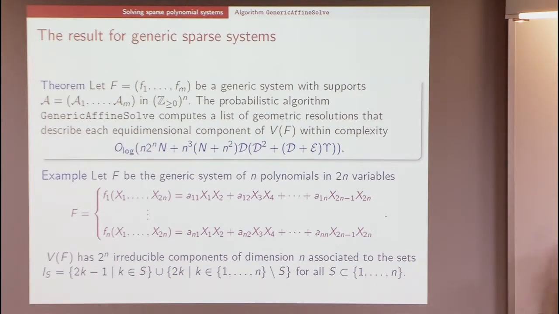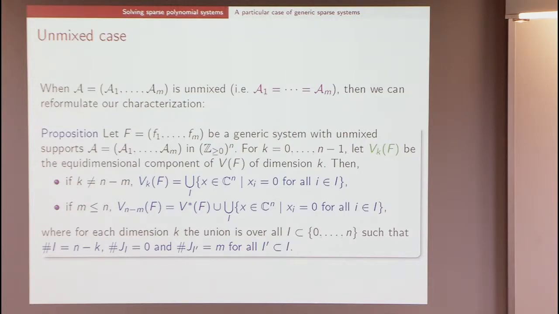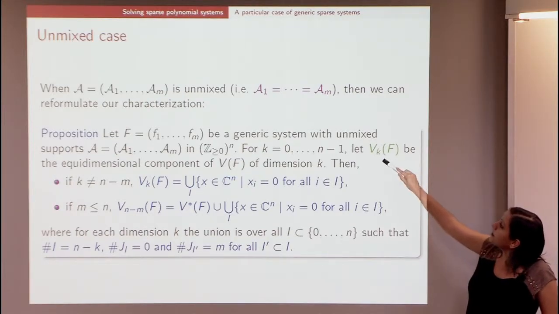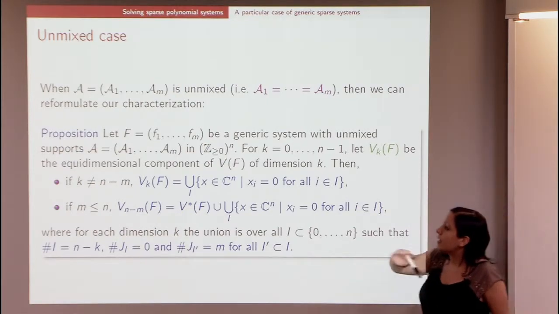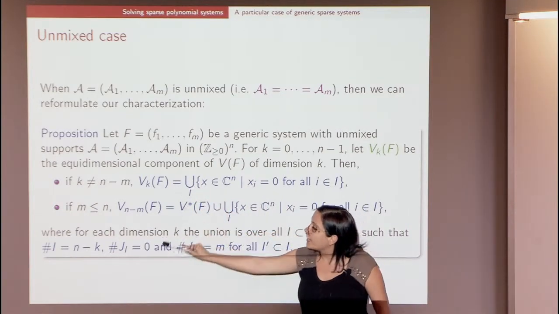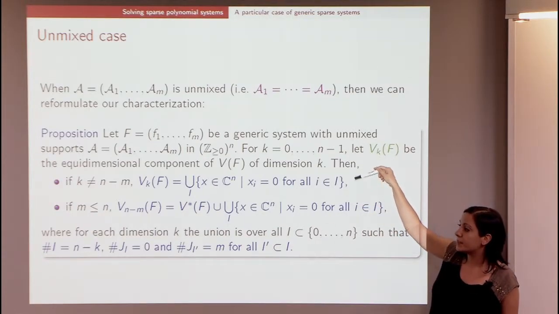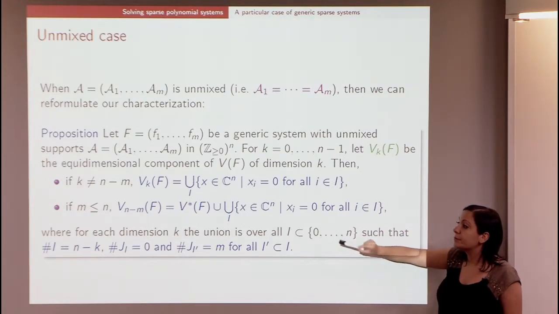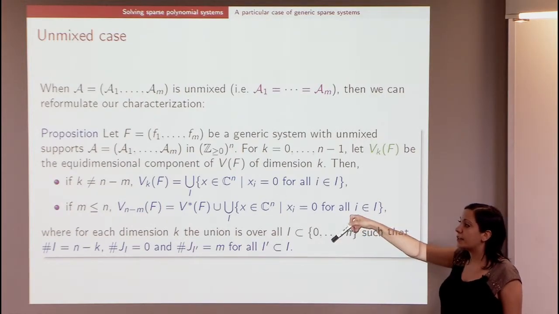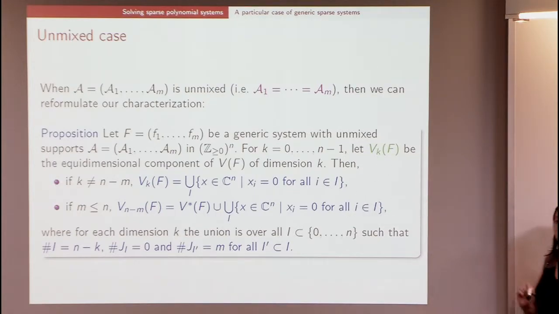The good news is that for systems such as this one, where all the supports are the same, which are called unmixed, we could present a new reformulation of our characterization: if this is the equidimensional component of the variety defined by f, then you are going to be able to write it as the union over all i's that fulfill these conditions here of these linear spaces. And for these kinds of conditions, we did get an algorithm to compute them in polynomial time. So that gives us an algorithm to compute this kind of decomposition in polynomial time.